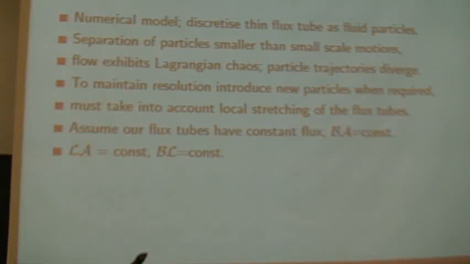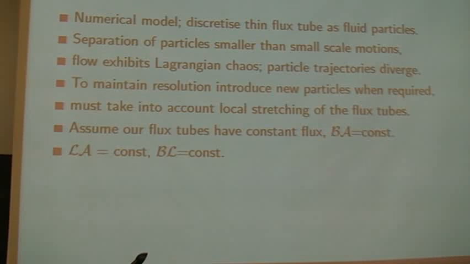The flow exhibits Lagrangian chaos, and so these particles tend to move apart, stretching the flux tubes. Just to maintain resolution, if two particles on this flux tube become further than a certain distance, we pop a new particle in. Now to take these from discrete lines to magnetic flux tubes, we've just got to account for local stretching.